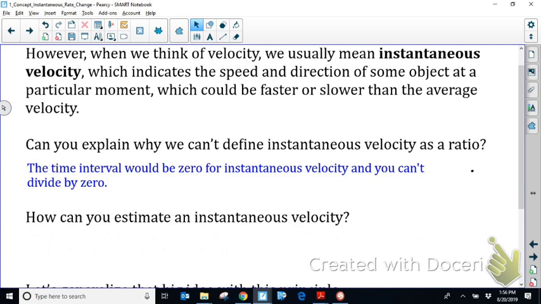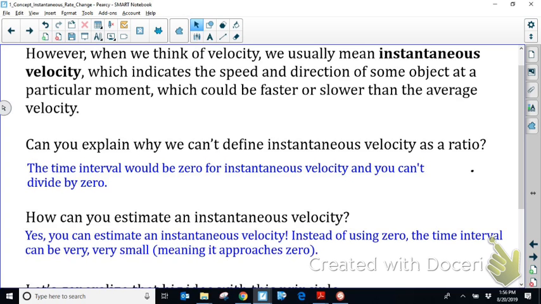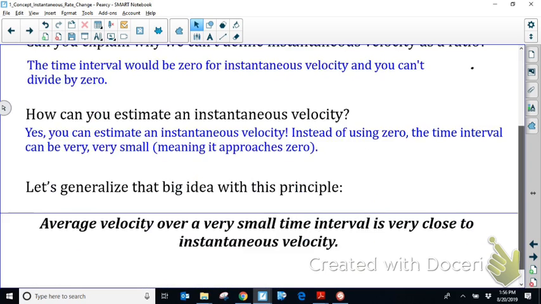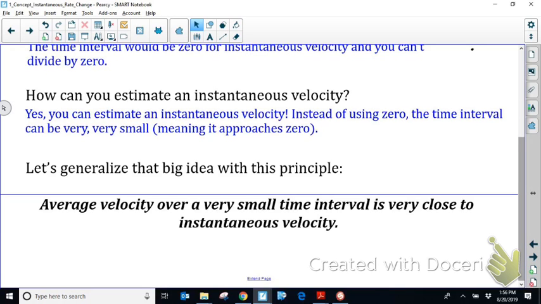So how can you estimate it? Even if you can't tell me exactly what it is because you can't have a 0 in the denominator, you can estimate it. The way you can estimate it is that you can get very, very close to zero. You can use a very, very small number close to zero instead of zero, like 0.1 or 0.01 or 0.000001, something that's very close to zero. It's going to approach zero. And that's how we can estimate an instantaneous velocity at a point in time. And that's kind of what this big idea down here at the bottom in bold is.